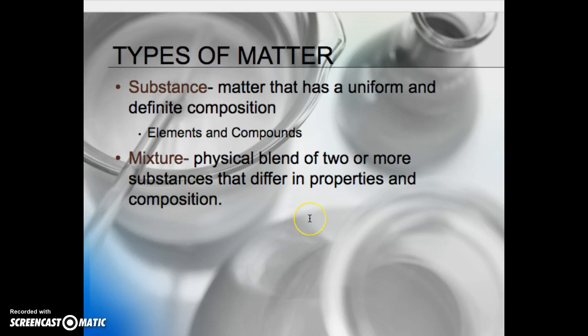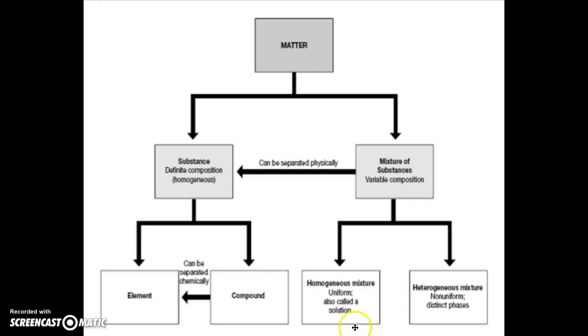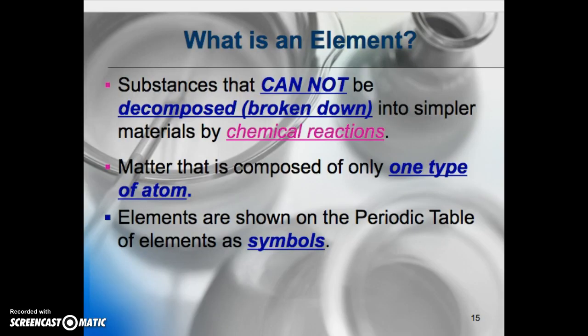Mixtures are a physical blend, so taking two substances and physically, like with my hands, I could put them together. So a physical combination or blend of two or more substances. So if you look here, we have two types of mixtures, homogeneous and heterogeneous. I know in 7th grade you learn a little bit about them, but I'm not sure if we remember, so we'll touch base on that later in the video. So first, back to this side.